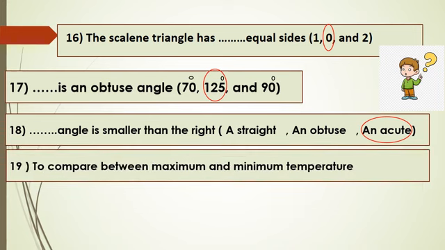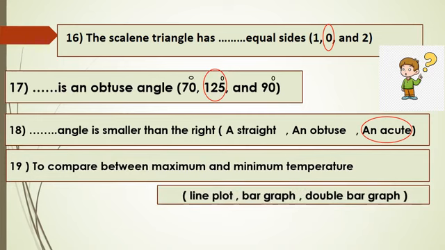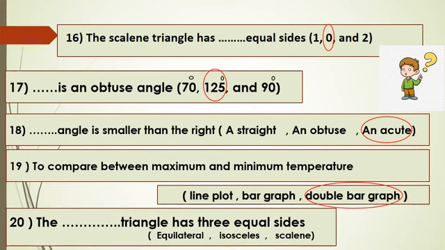Number 19. To compare between maximum and minimum temperature, we use what? We use a line plot, or bar graph, or double bar graph. We want to compare two things, maximum and minimum. So we choose double bar graph. Number 20. The what triangle has three equal sides? We have the equilateral triangle. This triangle has three equal sides. So we choose equilateral triangle.